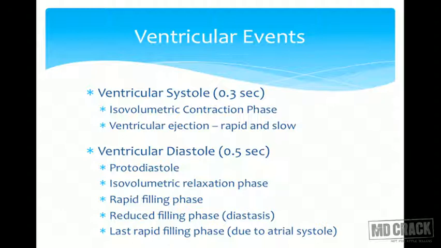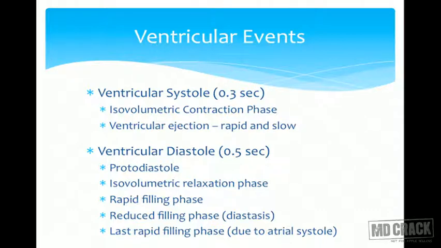After a delay of about 0.1 second, the action potential spreads into the bundle of His and then rapidly spreads to both the ventricles. Now because of the spread of this action potential, both the ventricles will start contracting. So we will start with the first phase, that is ventricular systole. Ventricular systole is again subdivided into a number of phases.